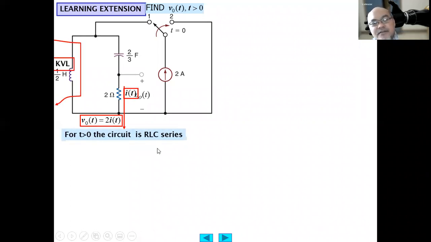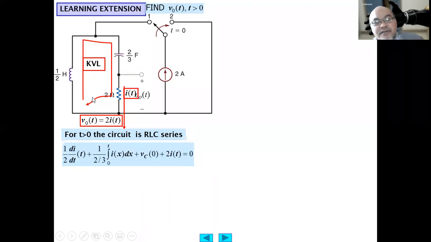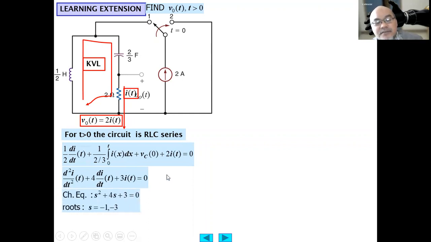The output v(t) here equals 2 times i(t). For t larger than zero, it is an RLC circuit. First, we use KVL to derive the equation for this circuit when t is larger than zero. So we obtain the second order differential equation d²i/dt² plus 4 di/dt plus 3i equals zero. The characteristic equation is s² + 4s + 3. Then we obtain two real roots, which is the case for an overdamped circuit.